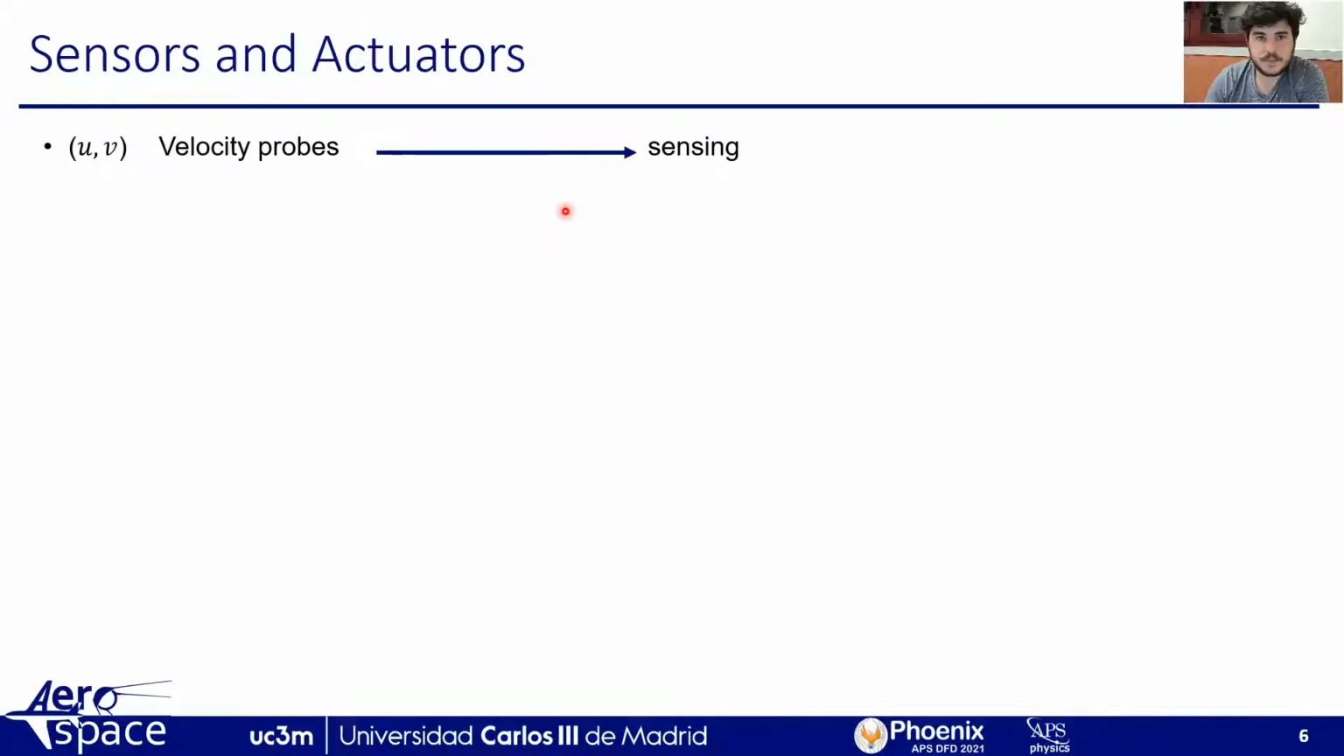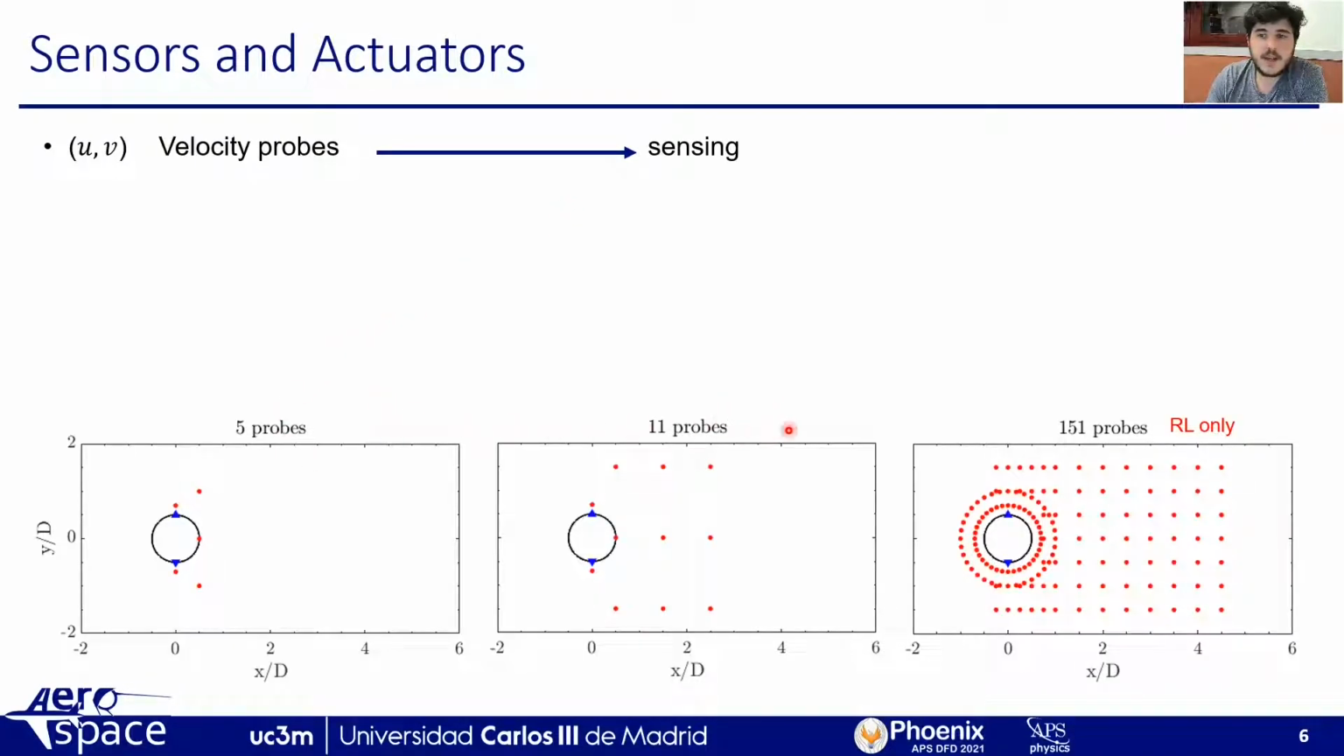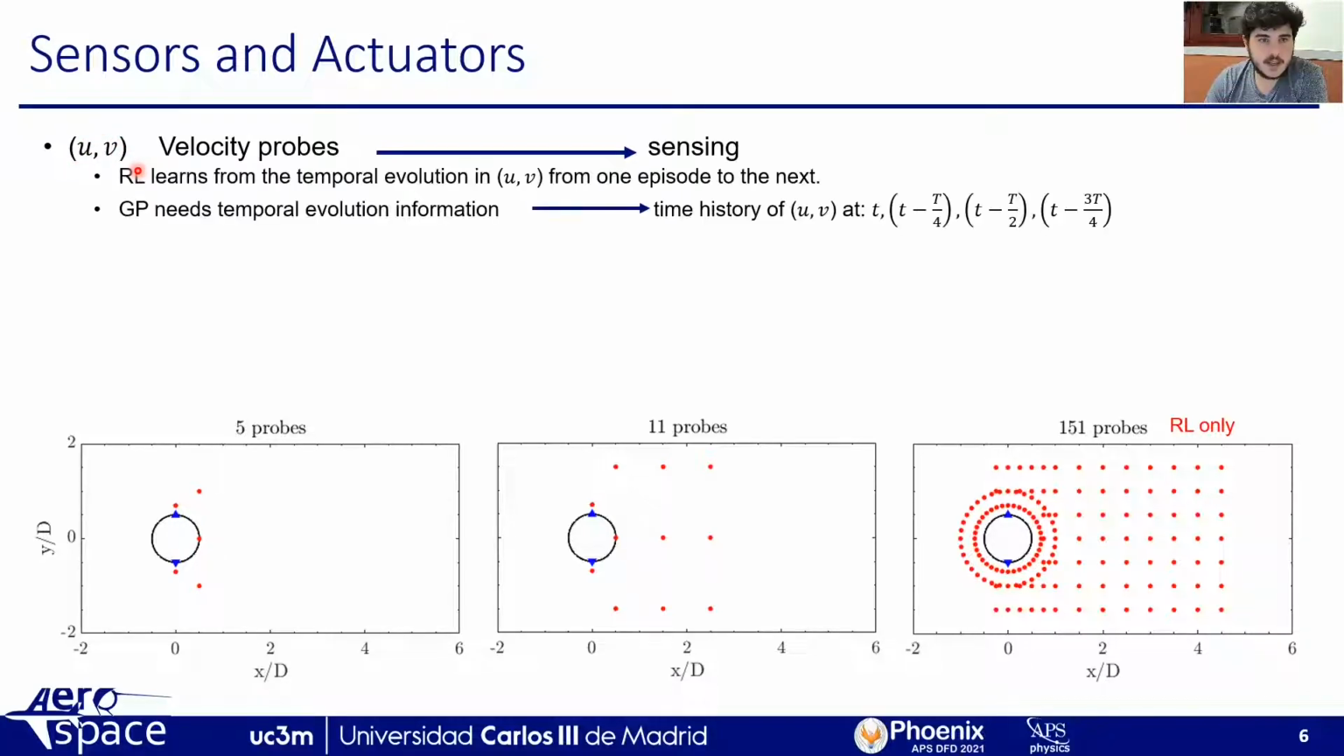Regarding the sensors and actuators, we are using 3 different configurations, that is 5, 11 and 151 only for reinforcement learning, but these are locations, and I say locations because at each of these points we have not only one but 2 probes, one for horizontal velocity and one for vertical velocity, and this would be our sensing.